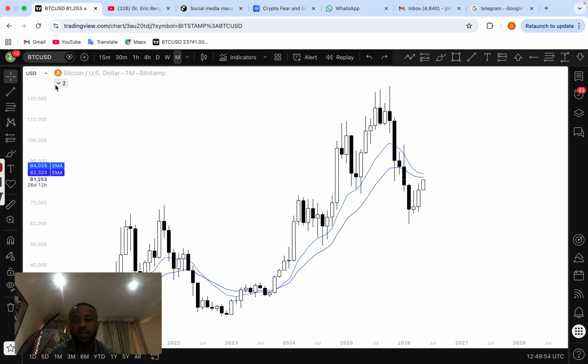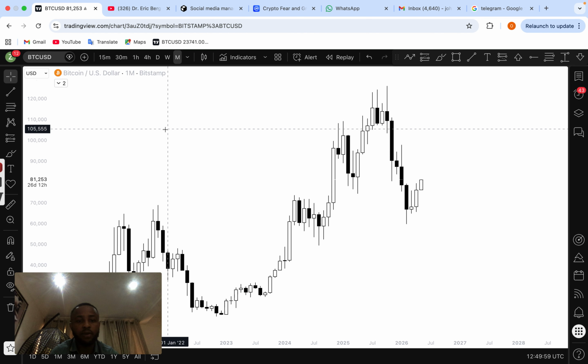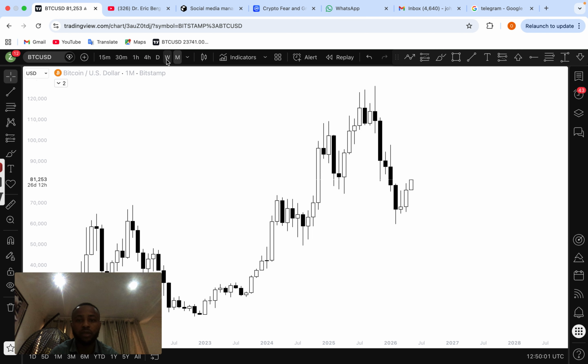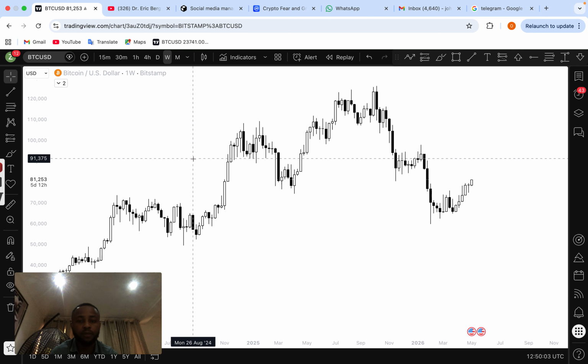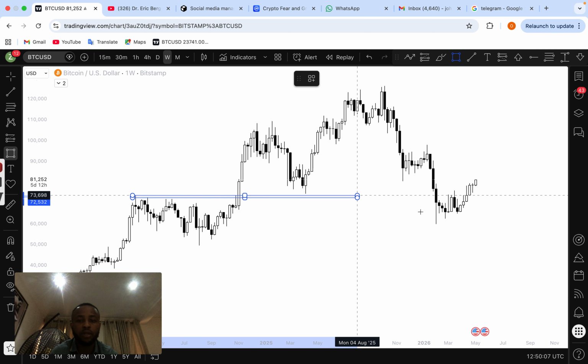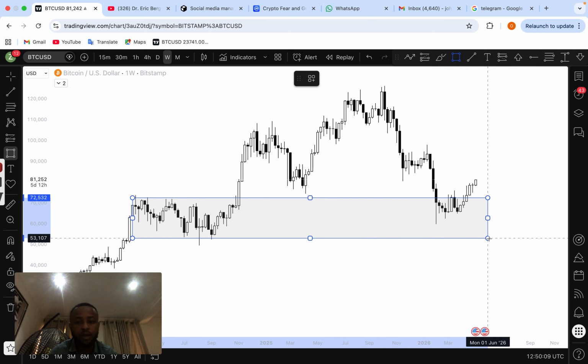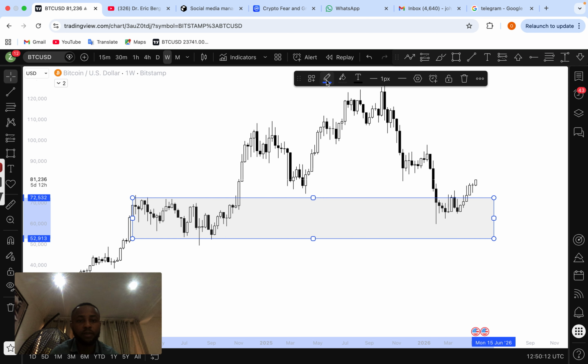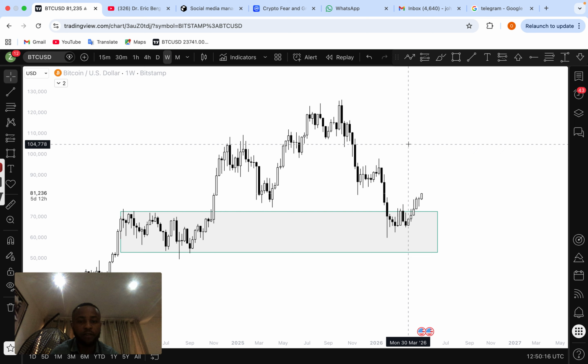So now let's take the indicator out. And now let's start looking at what price is currently doing. Let's switch back to the weekly. Okay, so you can see on the weekly, from an investment perspective, price is currently at the level of demand. And if you understand the way we do it from an investment perspective, what we do is we just buy with dollar cost average at any level of demand.